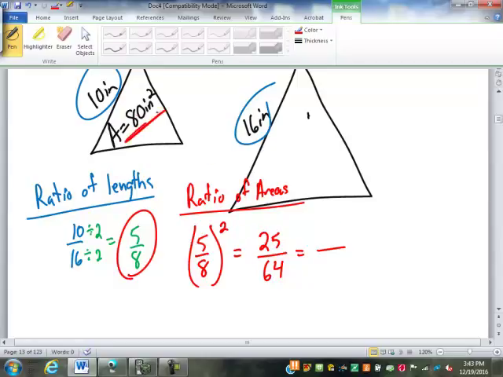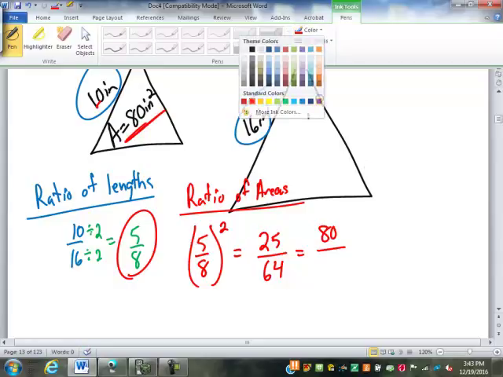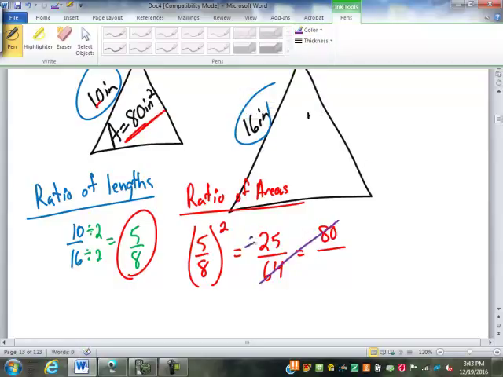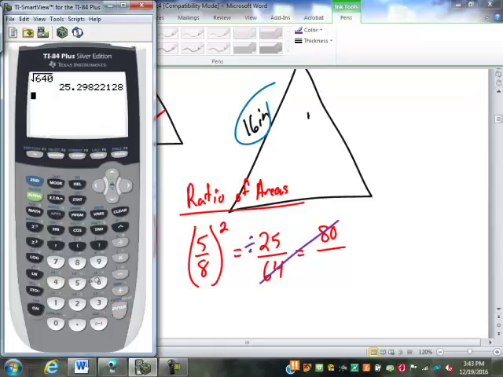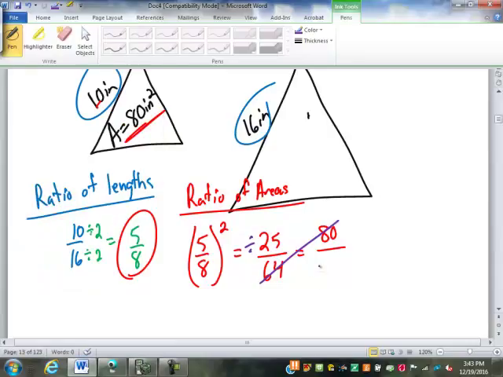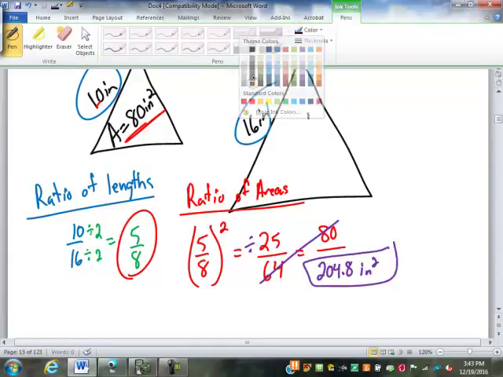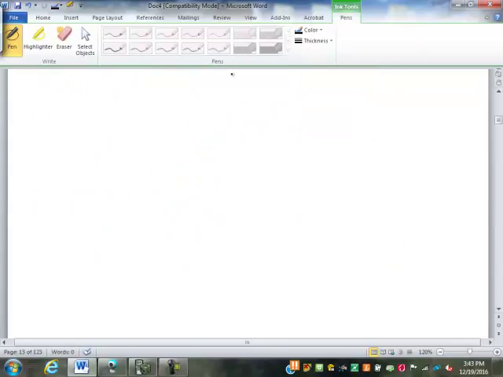So the area of the smaller one is 80, so that goes here. And I'll cross multiply and divide. 64 times 80 divided by 25 gives us 204.8. That is inches squared. Make sense? So what do you think is going to happen?